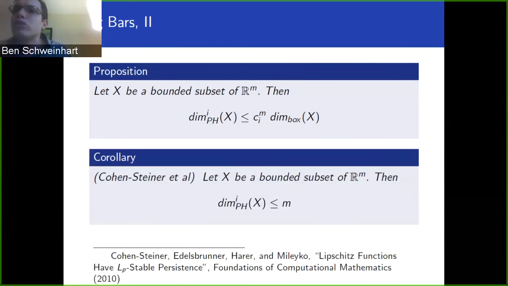And I want to point out this result of Cohen-Steiner, Edelsbrunner, et al., when they were studying Lipschitz stability, Lp stability, of persistent homology. They ended up studying the alpha weights independently, and their results pretty immediately imply that the persistent homology dimension is less than or equal to the ambient dimension. So I just wanted to point out that this argument with long bars allows you to prove this result. Okay.